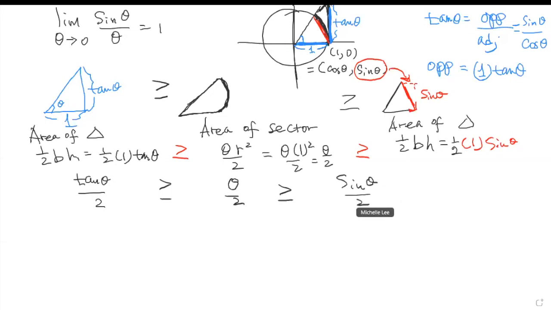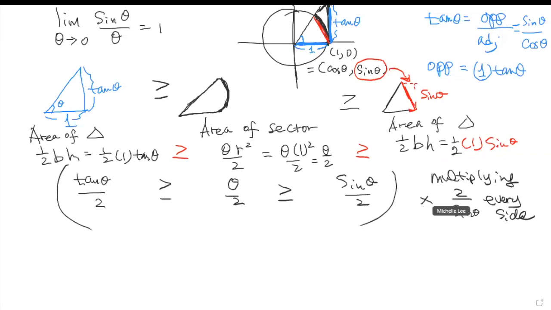right? Now I want to multiply 2 over sine theta on every side. Okay, so basically like that. So what do you get? So 2 over sine theta, look, sine over cosine, so sine simplifies, right? For the first one, we get 1 over cosine theta. Is it okay? Okay, 2 is canceled out, and we get theta over sine theta. Then the last one is 1.